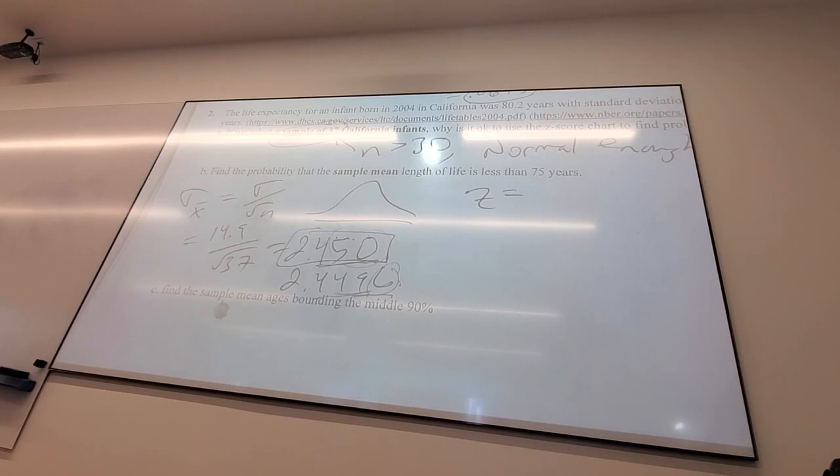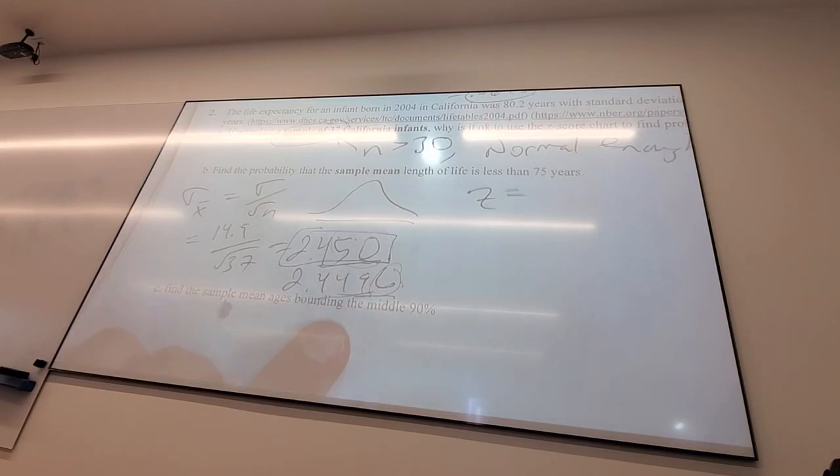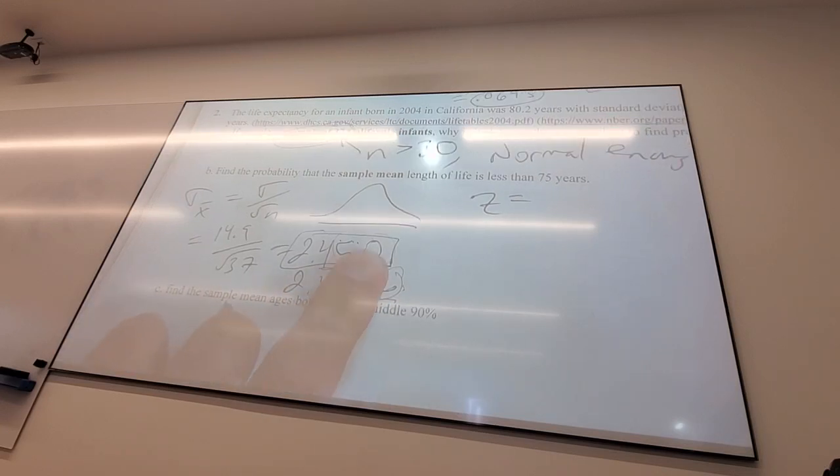The real full story would be related to sig figs, but since I don't want to spend time talking about sig figs, I just say it's got to be at least three places. So if you made it 2.4496, that's fine also, right? It has to be at least three decimal places. Okay, is everybody with me?